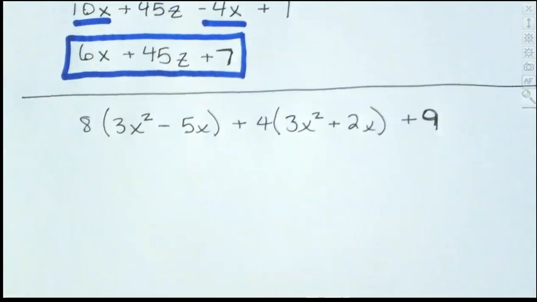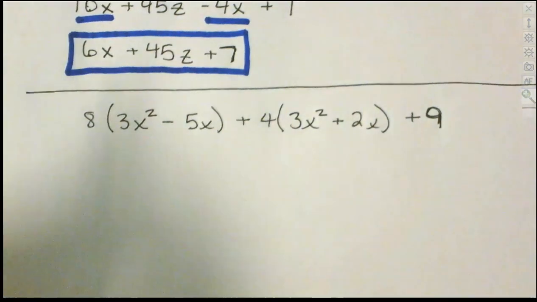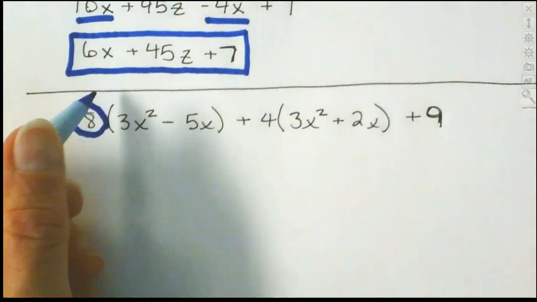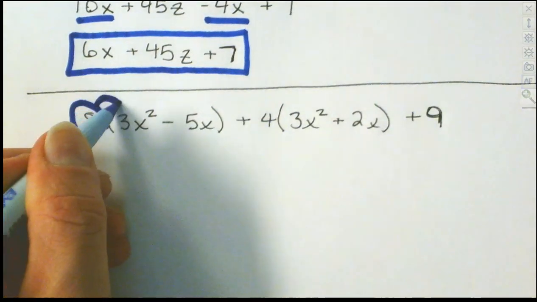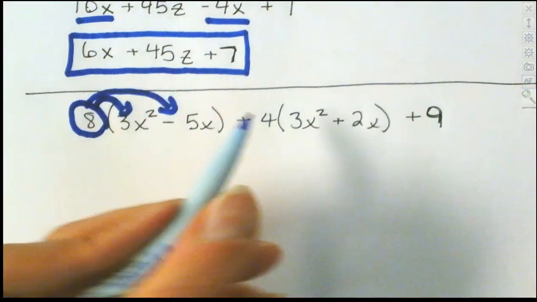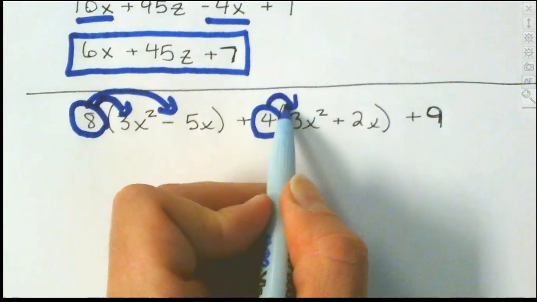Got this to work with. First things first, we want to go ahead and distribute through. So I always like to circle and draw arrows. So I circle that 8, and I'm going to distribute or push it through. And then the 4. Distribute or push it through.